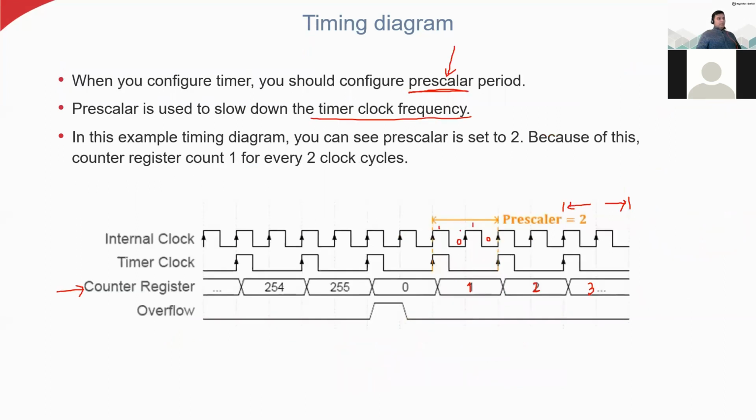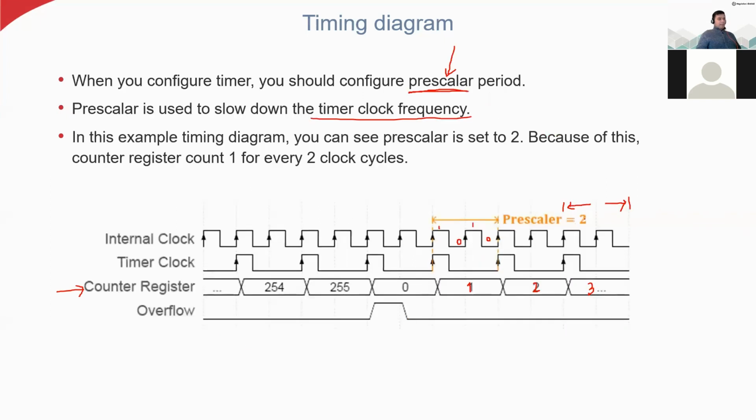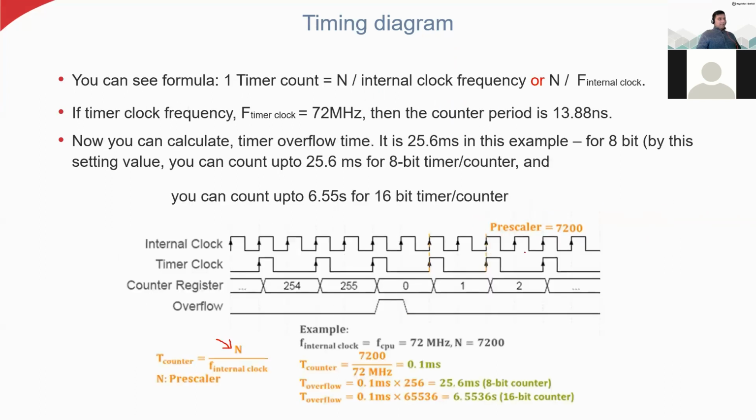But here you can see the prescaler value is set to 2. So it means for every 2 clock cycles, we are making 1 count. What is the formula here? T counter is equal to N divided by F internal clock. This N is the prescaler value that you are setting up. In the previous example, I set 2 as the prescaler value, so here N is equal to 2.